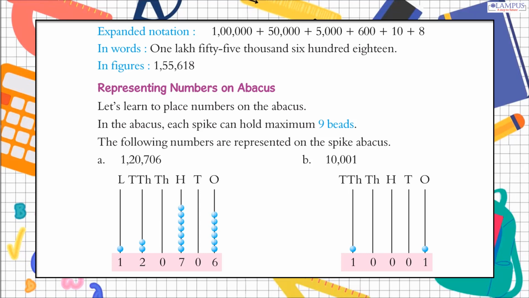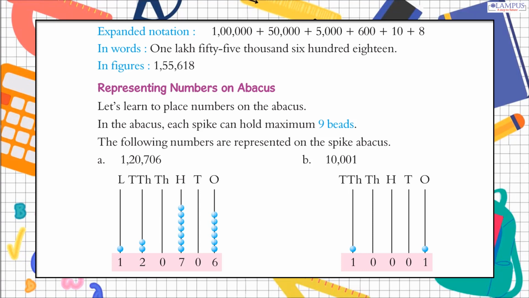Representing numbers on abacus. Let's learn to place numbers on the abacus. In the abacus, each spike can hold maximum 9 beads. The following numbers are represented on the spike abacus. A. 1,20,706. 1 spike has 6 beads. 10 spike has no bead. 100 spike has 7 beads. 1000 spike has no bead. 10,000 spike has 2 beads. Lakh spike has 1 bead.